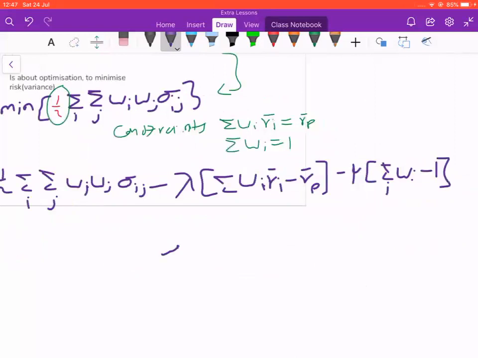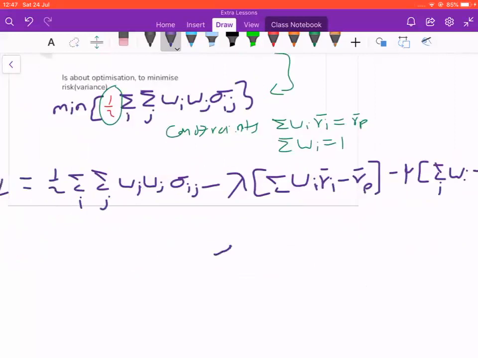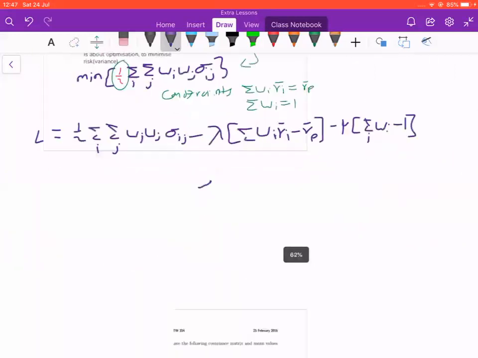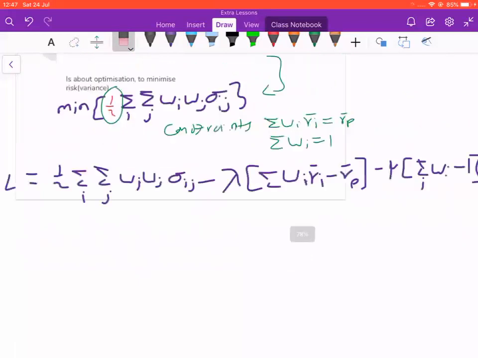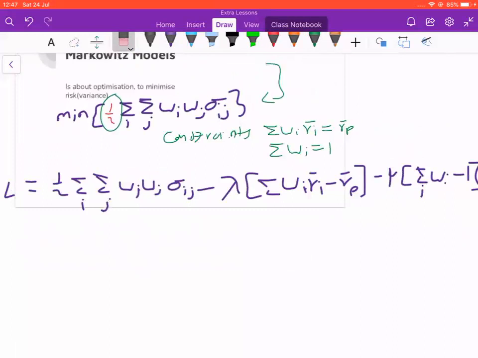So anyway, your minimum variance for a specific portfolio return. You specify a return, right? You have your own returns that you want, and then you're trying to find the minimum variance of that return.